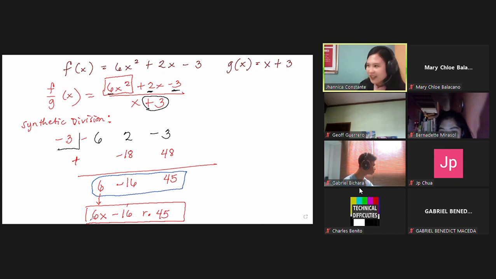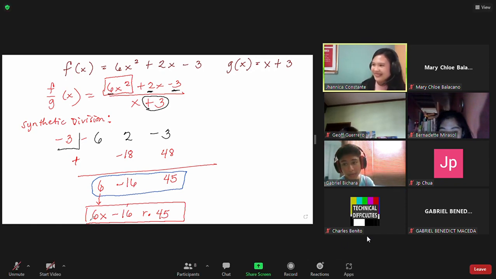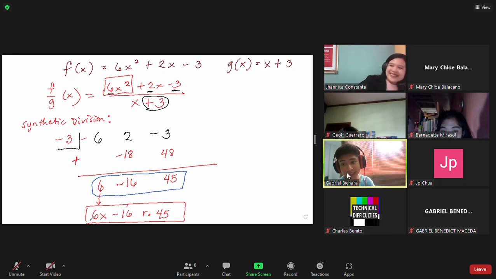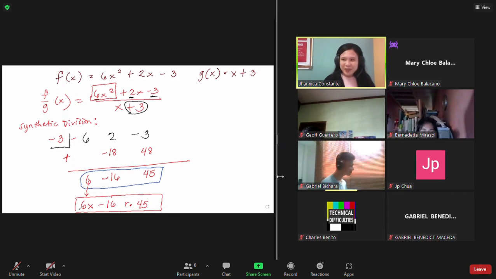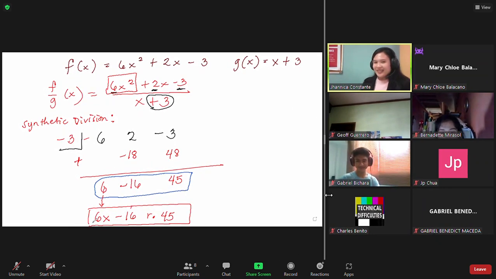Okay na? With the synthetic or hindi pa rin? One more example and it's mastery. One example using synthetic. Okay na, can I clear the screen for this example?